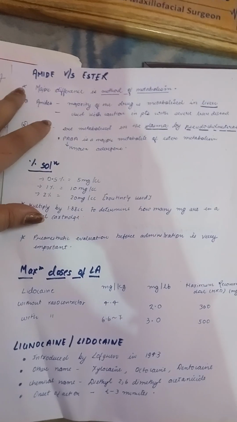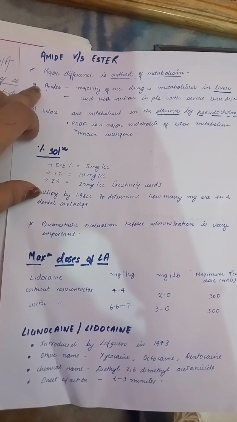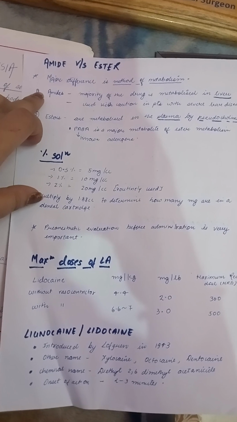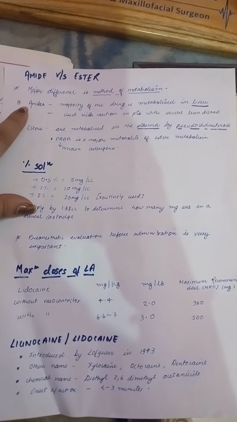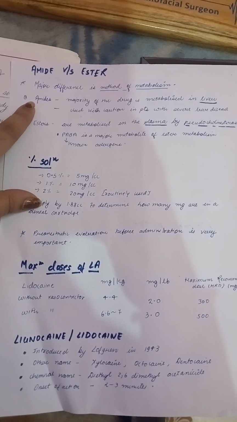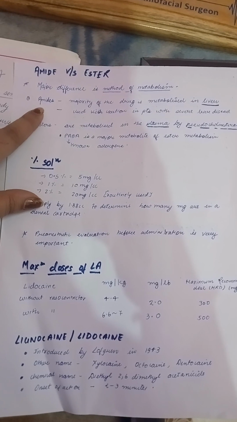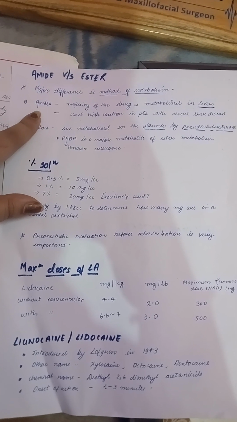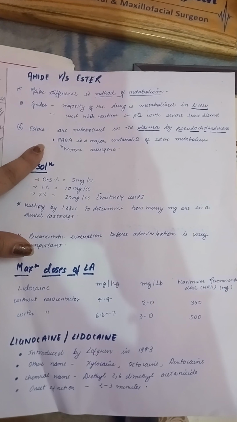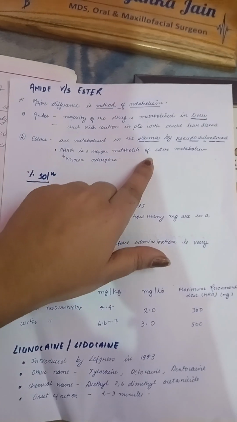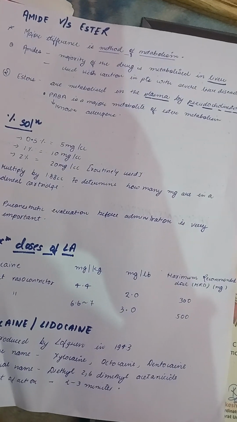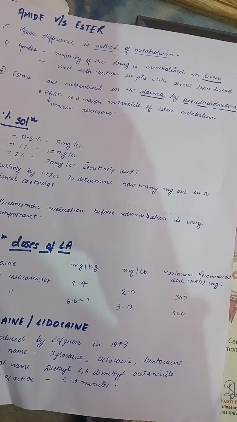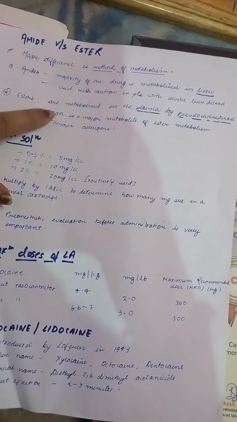Now there are some facts to be known, like amide versus ester. The main difference, as we have seen in the classification of LA, is based on amide and ester. Then the mechanism of action or metabolism of these are major differences. Amides: the majority of the drug is metabolized in the liver, so it should be used with caution in patients with severe liver disease. And second is ester. They are metabolized in plasma by pseudocholinesterase. Okay. And PABA is the major metabolite of ester metabolism. This is a known allergen.